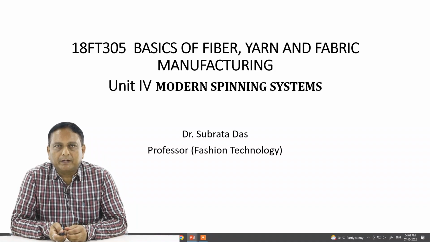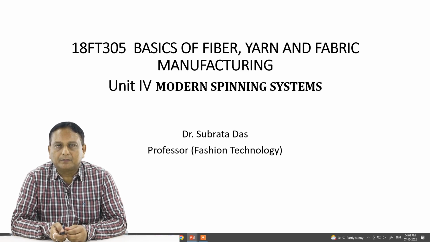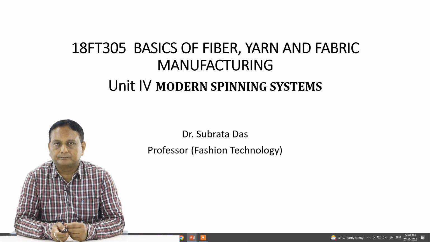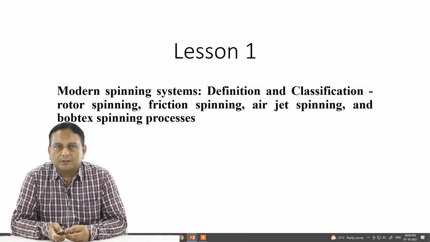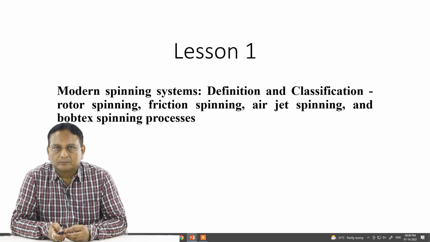So today we'll start with 18FT 305 Basics of Fiber, Yarn and Fabric Manufacturing. We are at Unit 4, that is the Modern Spinning Systems. Now in this unit, lesson 1, we will talk about the modern spinning systems, the definition and classifications, and we will cover the rotor spinning, the friction spinning, air jet spinning and the Bobtex spinning process.